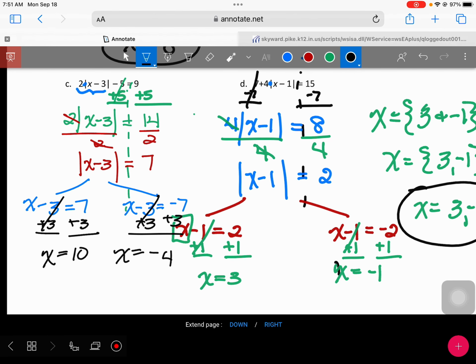If you substitute those in, 10 minus 3 is 7. 2 times 7 is 14. Minus 5 is 9. That one checks out. Negative 4 minus 3 is negative 7. The absolute value of negative 7 is 7 away. 2 times 7 is 14, minus 5 is 9. So x is equal to negative 4 and 10.